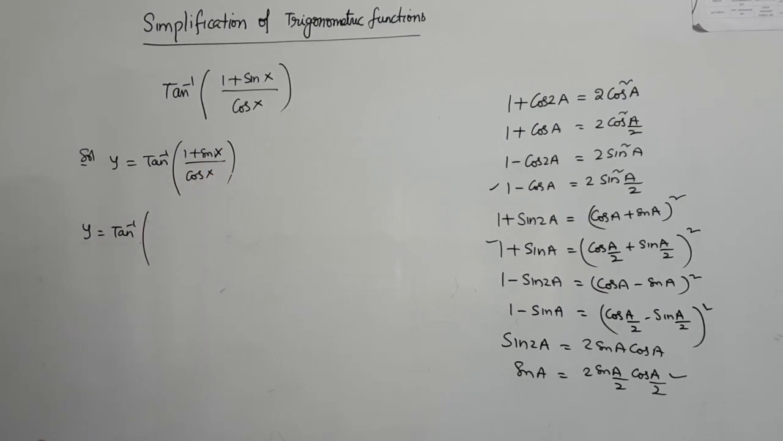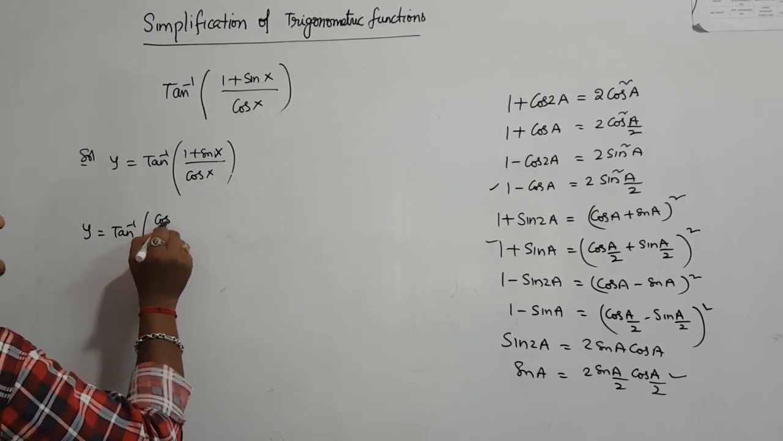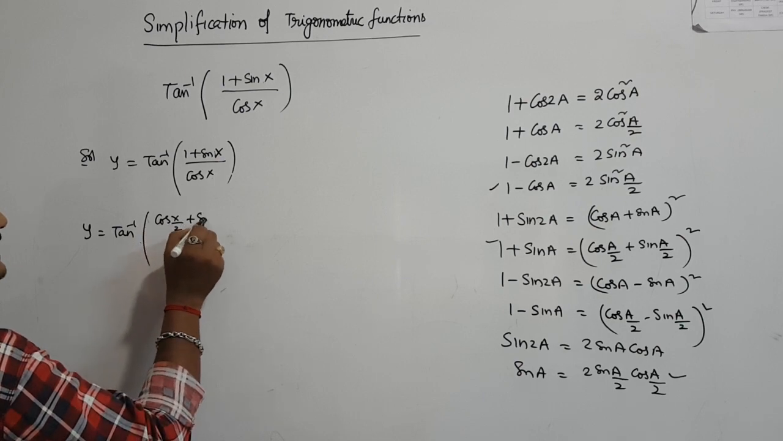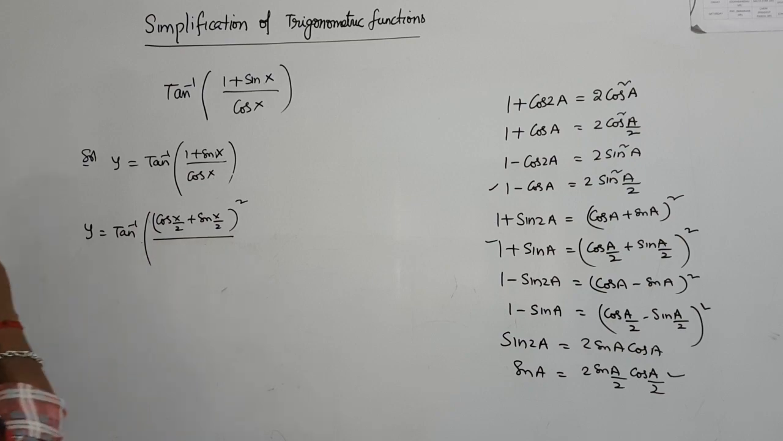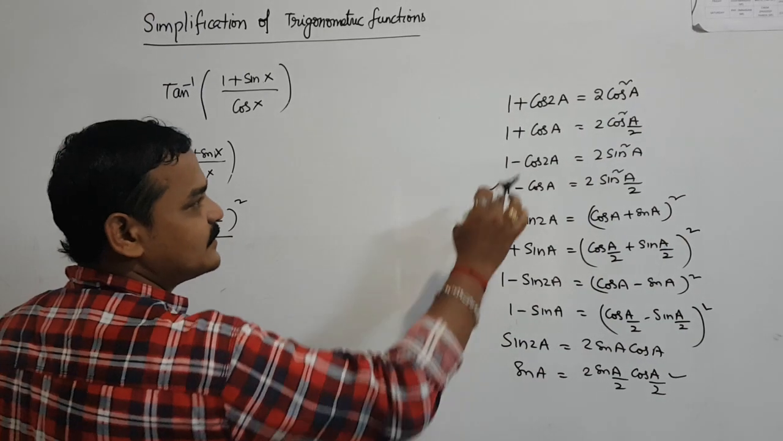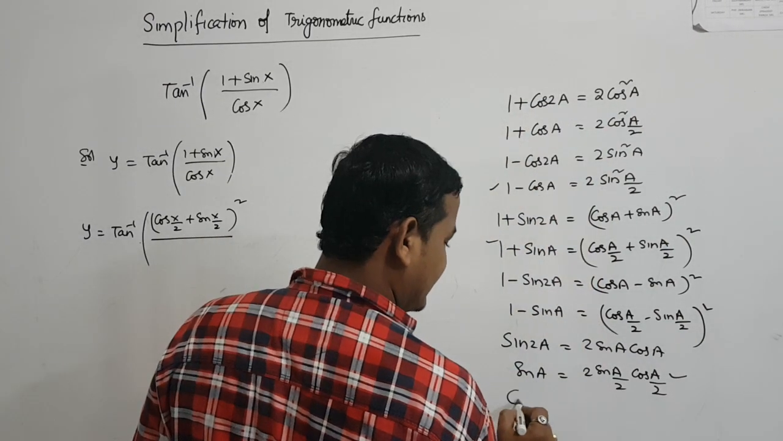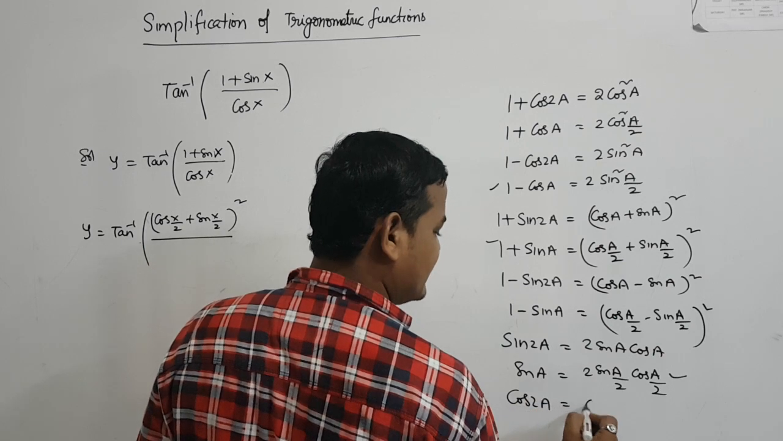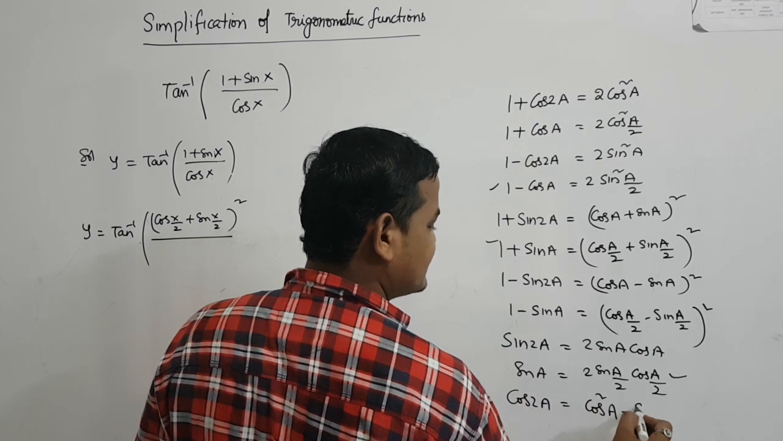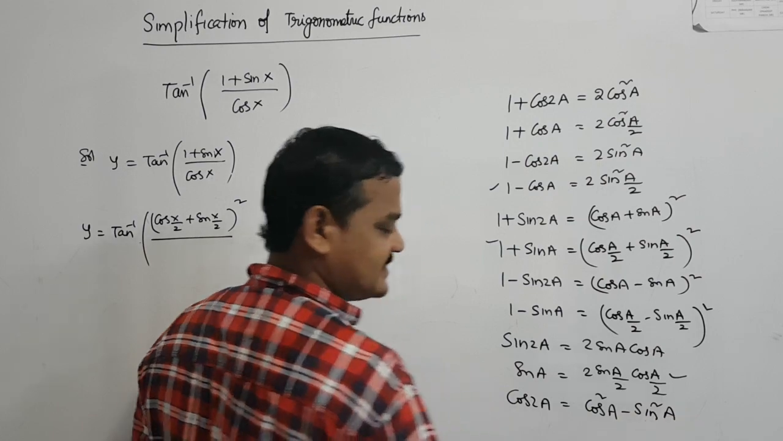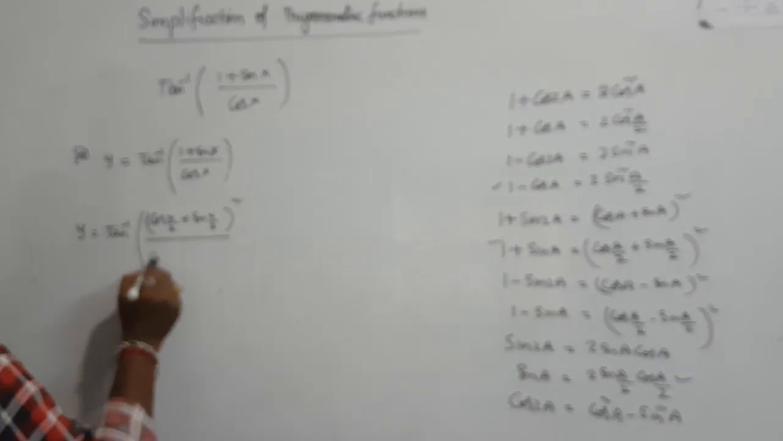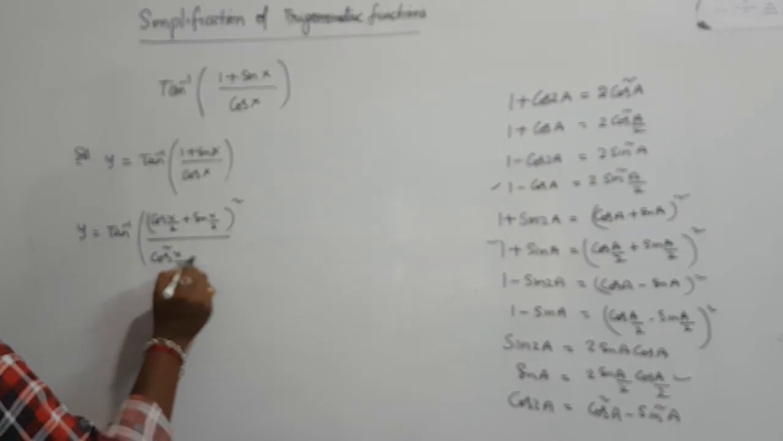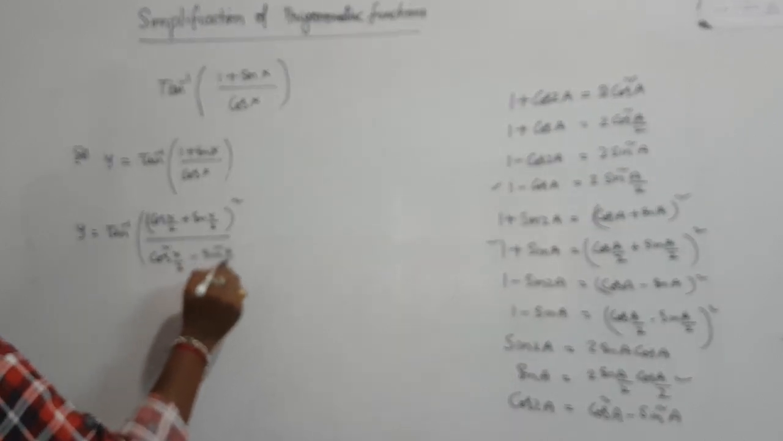So 1 plus sin x can be written as cos x by 2 plus sin x by 2, whole square, and cos x is divided by the cos 2A formula. Another cos 2A formula is cos square A minus sin square A. These are all formulas you learned in first year. So cos x can be written as cos square x by 2 minus sin square x by 2.